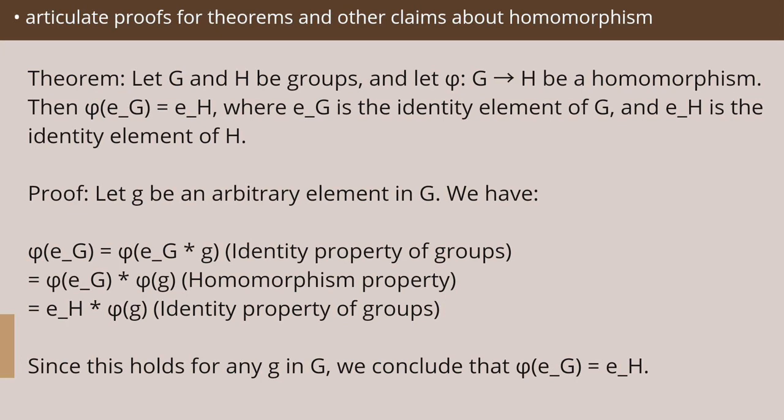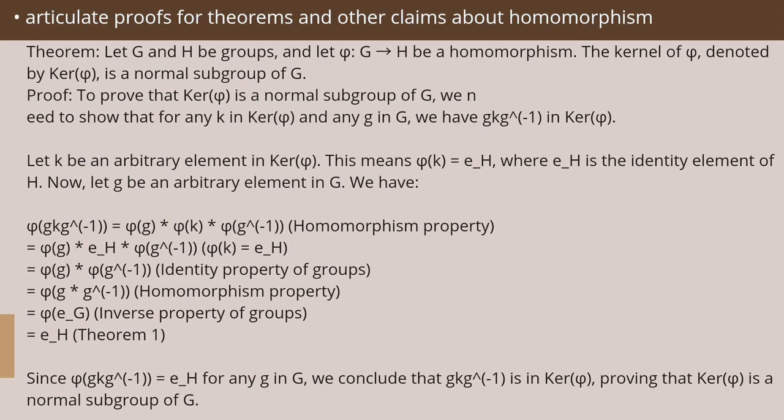we conclude that phi of e_G is equal to e_H. Now for the next theorem, let G and H be groups and let phi: G to H be a homomorphism. The kernel of phi, denoted by ker phi, is a normal subgroup of G.